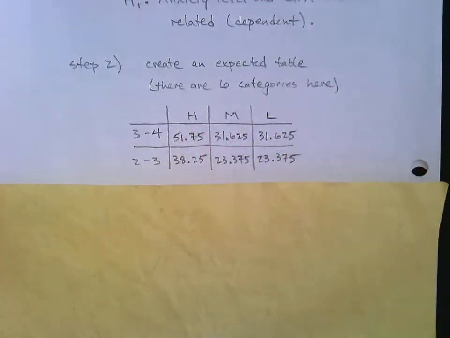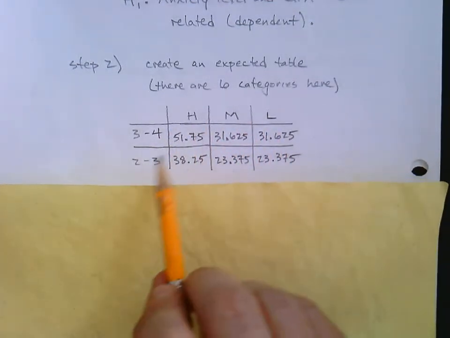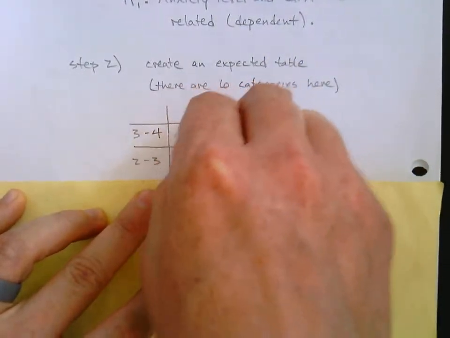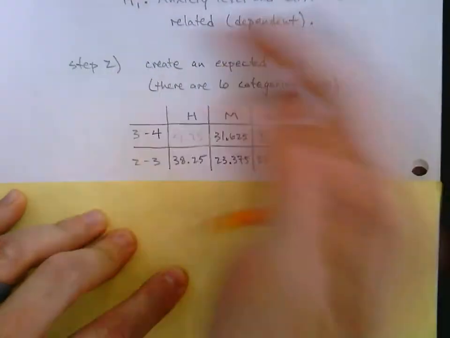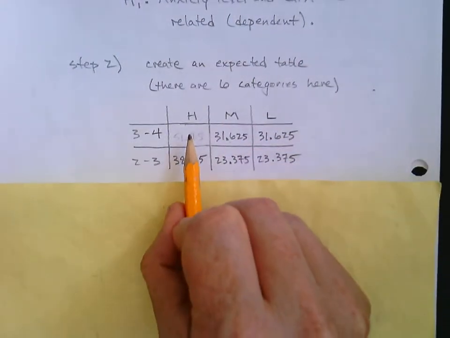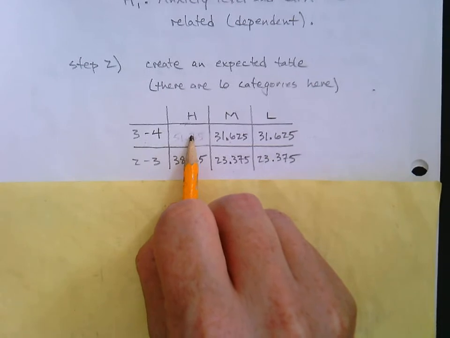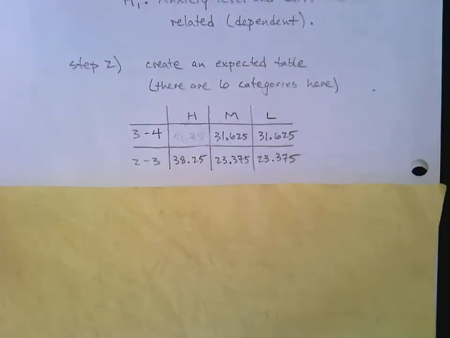Now, how did I calculate this? With that formula, right? So let's say we're looking here. Now, let me just erase it for a moment. We're looking at high anxiety, GPA between 3 and 4. What the formula says is do the row total times the column total divided by the total number observed.